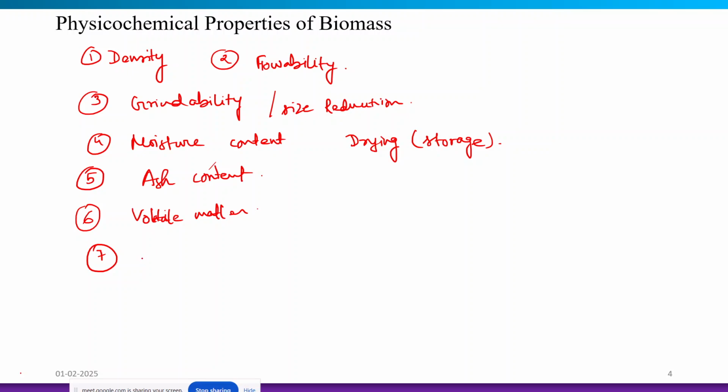Other elemental compositions that we talked about, some trace elements, also play an important role in the conversion efficiency, and sometimes the compositions also play a role in the thermal efficiency of the whole system.